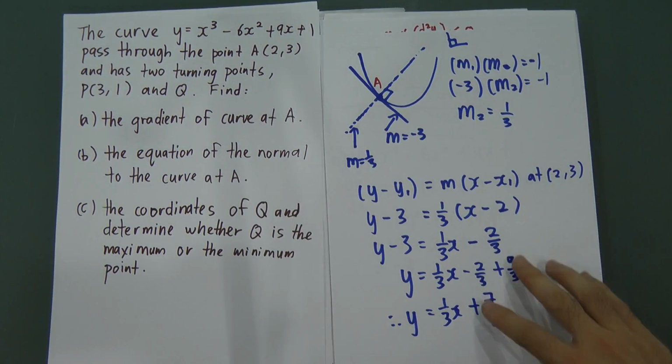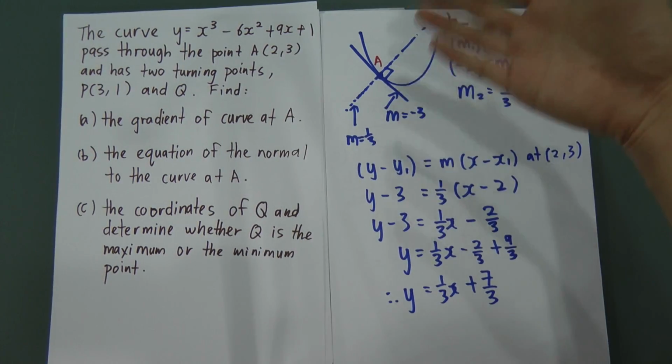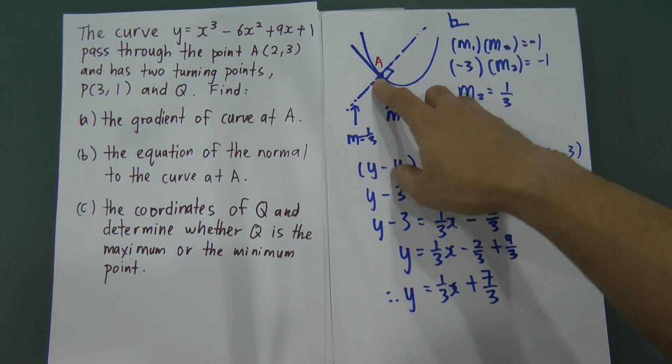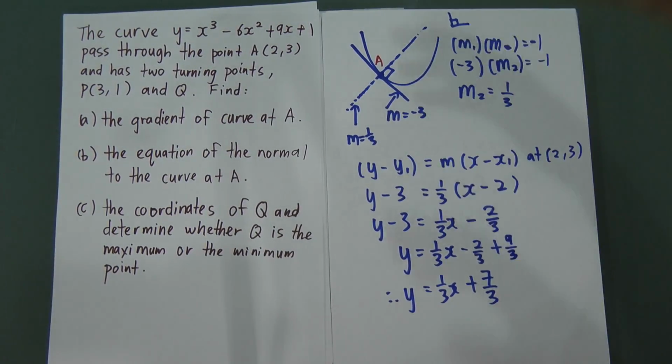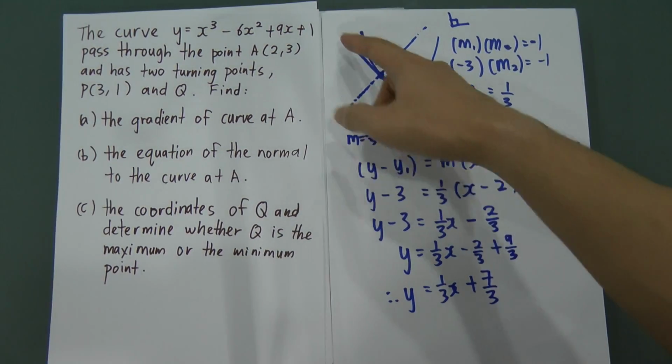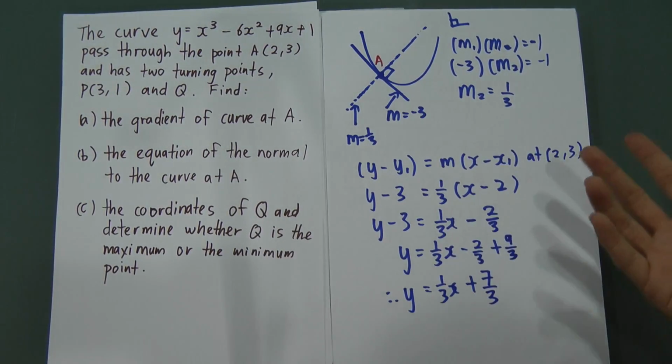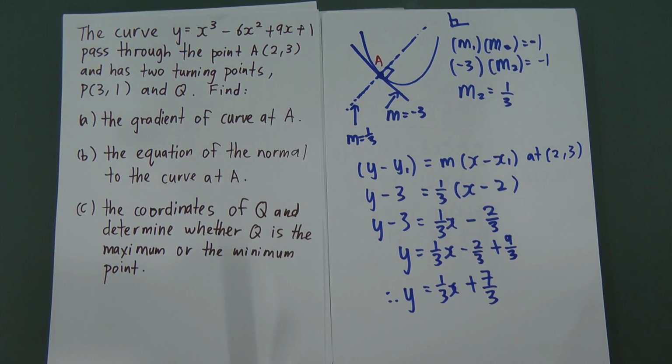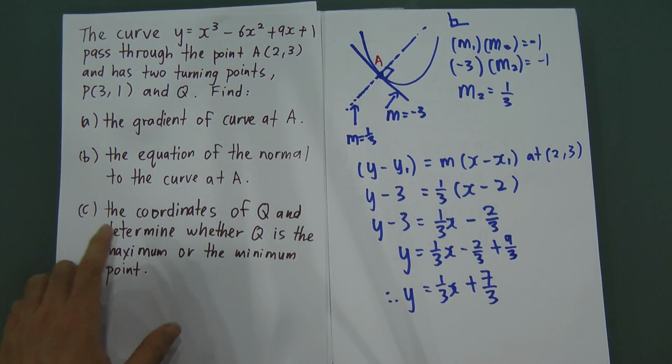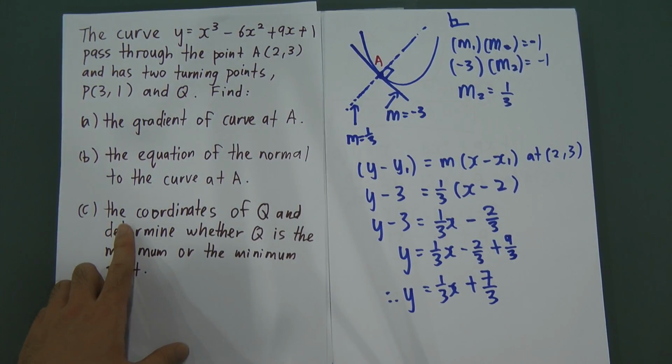So normally he will mention he wants the gradient at point A, so you just do the dy/dx. When you get the gradient, that is the gradient of the tangent. Okay, after you understand this one, we go for part C.